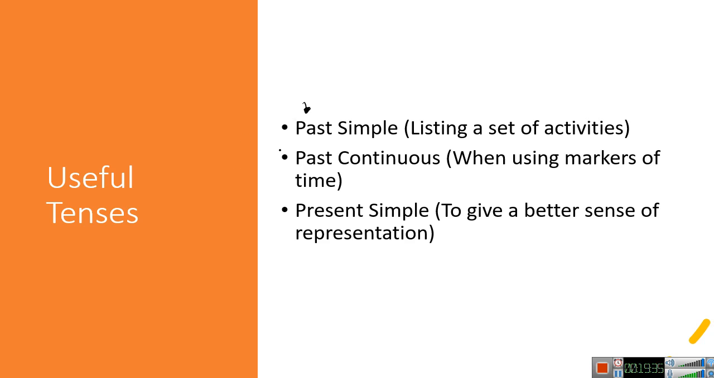Also, when we tell stories, we use the past continuous. That's when we are using markers of time. For example, yesterday, this week, this month. Or we can also use another action to set a marker of time. For example, when Michael called me, I was taking a shower. So you see two actions, but one is setting the marker of the time.